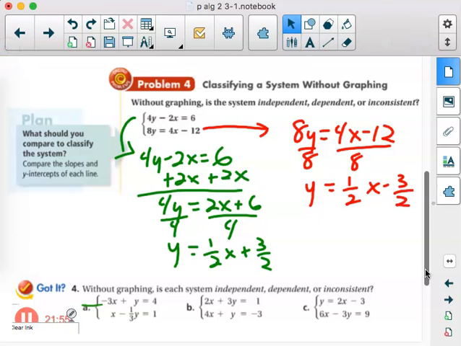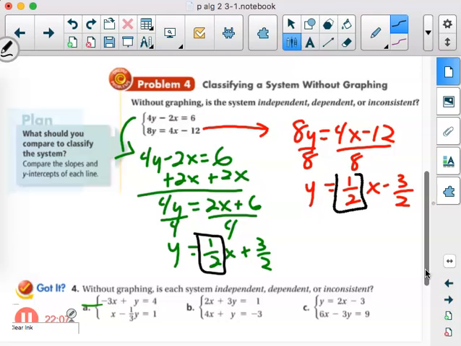So now here's what I'm looking for. Are they parallel? Yes. Are they the same line? No. So they are parallel because they both have a slope of 1/2. They are not the same line because this is a positive 3/2 and this is a negative 3/2. Well, if they have the same slope, they're not the same line. They have to be parallel.